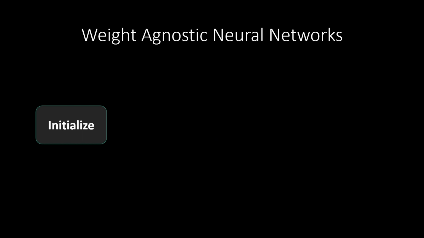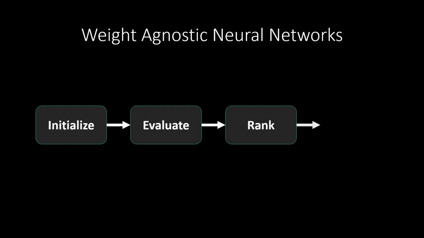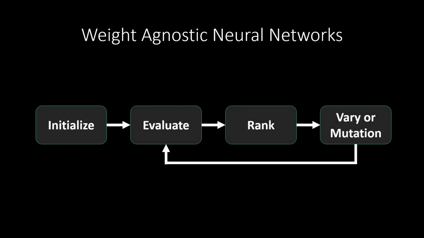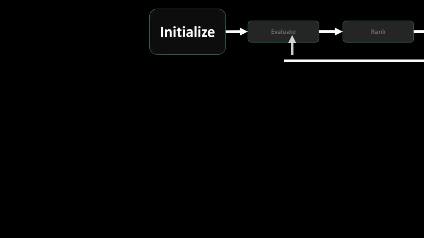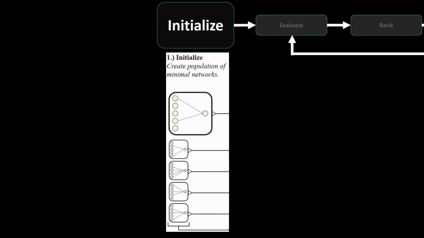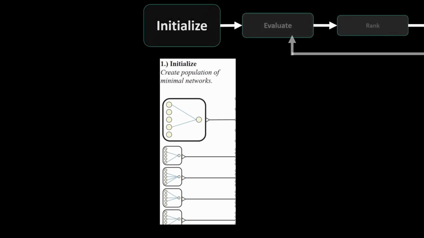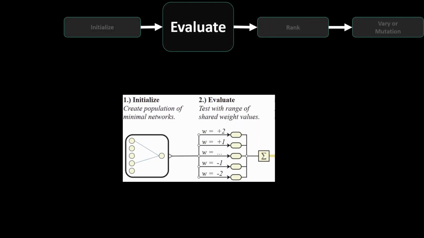So, how does this method work? This is a general overview of the whole process. In the first step, an initial population of minimal neural network topologies is created. Then comes the evaluation part, where you have to evaluate each architecture in the population.